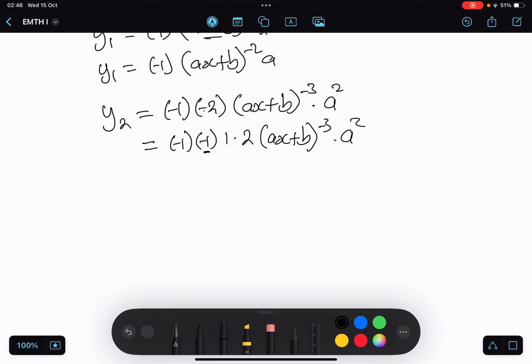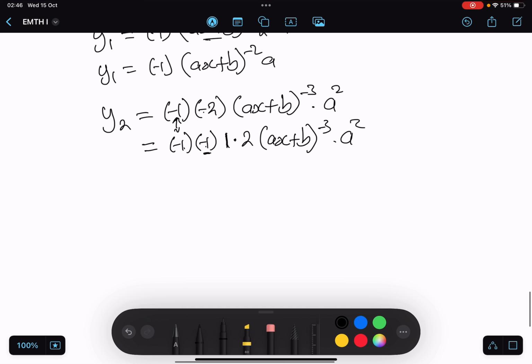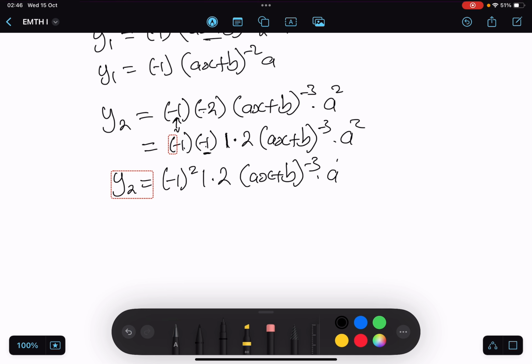I got this -1, right? This is this -1. And then I have 1 times 2. So -1 times -1, you're going to get (-1) squared times 1 times 2 times (ax plus b) to the power -3 times a squared.